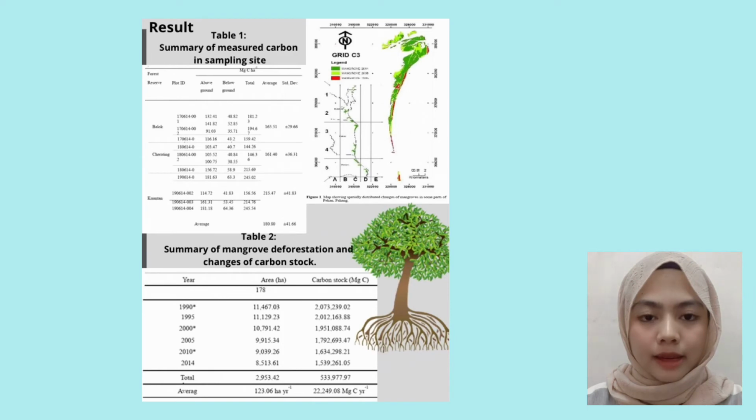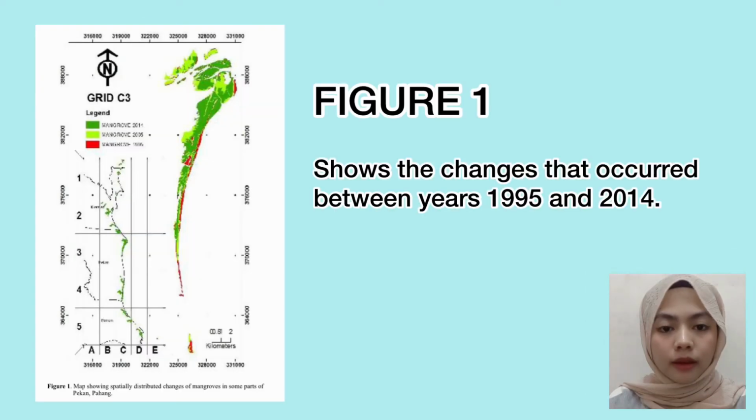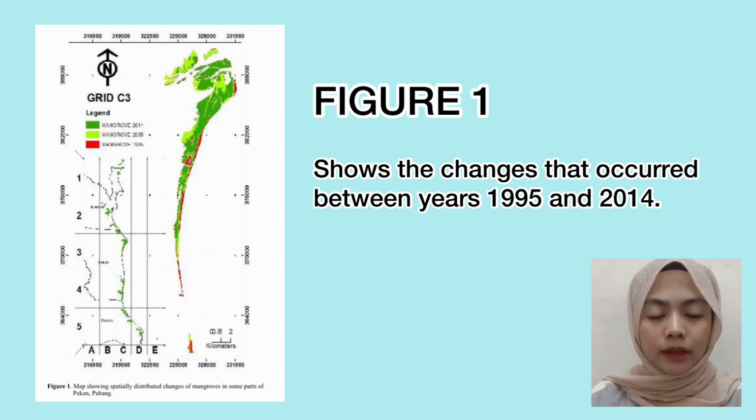For results, here we have Figure 1, Table 1 and Table 2. Figure 1 shows the changes that occurred between years 1995 and 2014. The boundaries of mangroves have been shrinking from 1995. However, these changes only affected the Landsat area, for example, outside forest reserve.